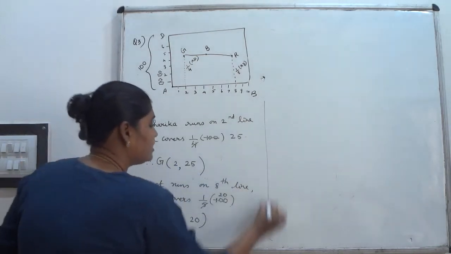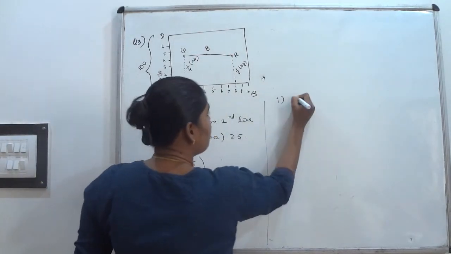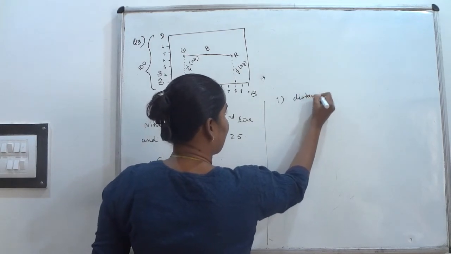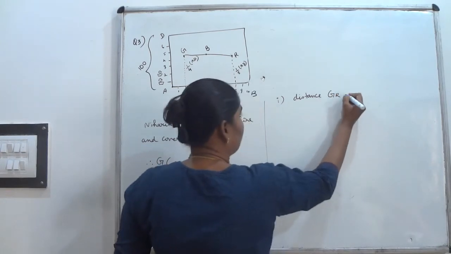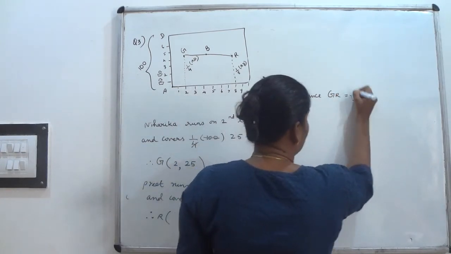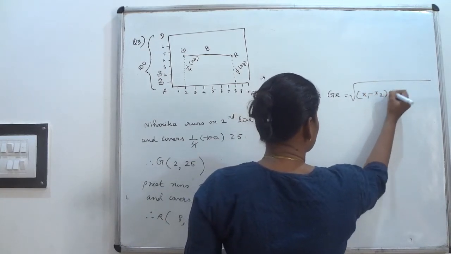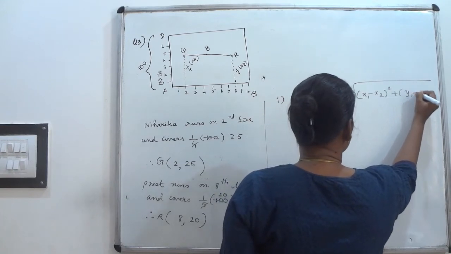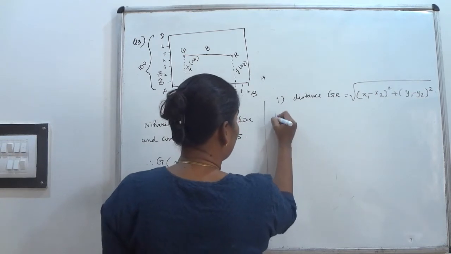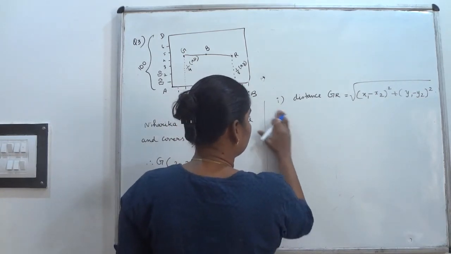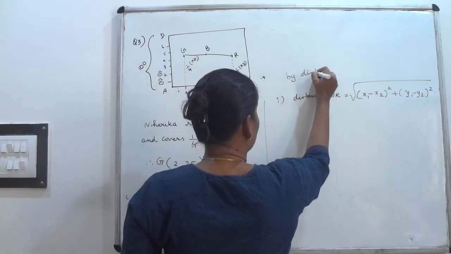I have to find out the distance between these 2 points. They have asked you that. The first one, the distance of GR, which is equal to under root, you know the distance formula, x1 minus x2 the whole square plus y1 minus y2 the whole square. So you have to write it by the distance formula.